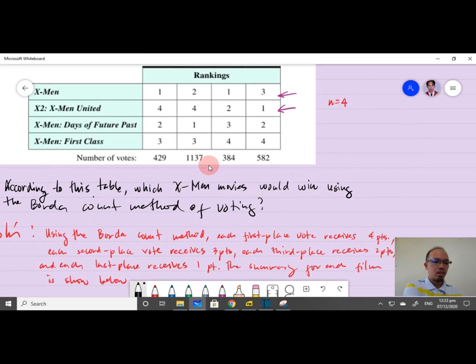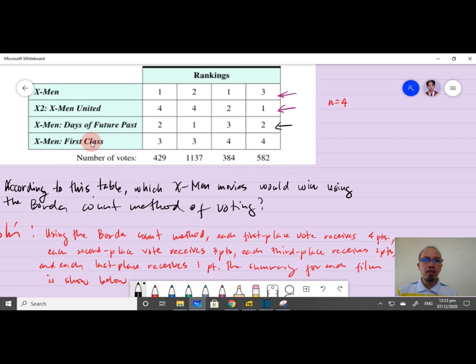1137. Okay, there's this 1137. Then we have second place, 582 plus 429. Third place, we have 384, and fourth place, we have no fourth place, we have 0. Okay, that's for X-Men Days of the Future Past.